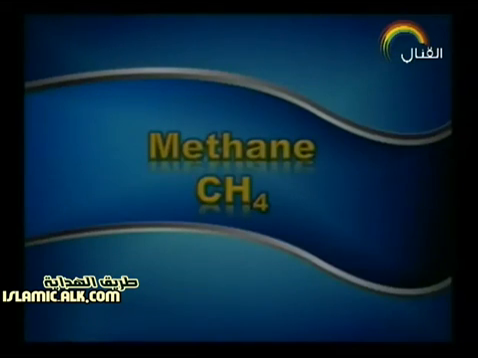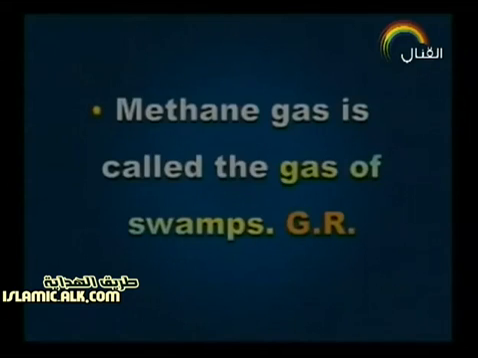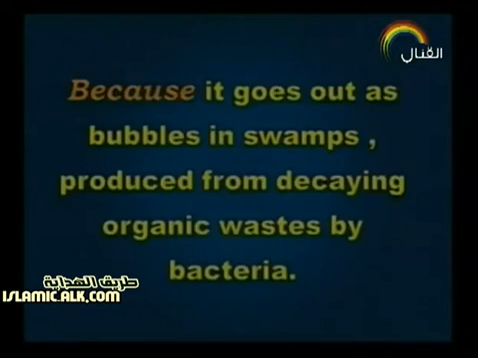Now, my dear students, we are going to discuss methane in detail, which has the molecular formula CH4. Methane represents 90% of the natural gas under the Earth's crust or accompanying petroleum. Methane gas is called the gas of swamps, and we have to give the reason for this point. The reason is that it goes out as bubbles in swamps, produced from decaying organic wastes by bacteria.